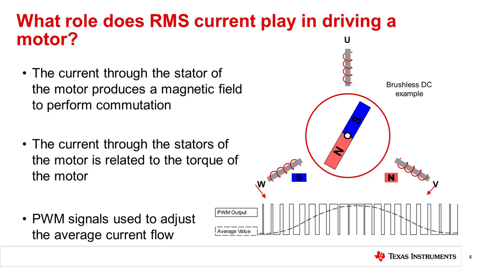Let us take a moment to discuss the method that is used to change the RMS current supplied to a motor. Pulse width modulation, also known as PWM signals, are used to control the average current through the motor windings. PWM signals are used to switch the H-bridge MOSFETs on and off at a certain rate to achieve a desired average current. The duty cycle of the PWM signal can be adjusted to change the RMS current. An example of what a PWM signal looks like is shown on the bottom right.